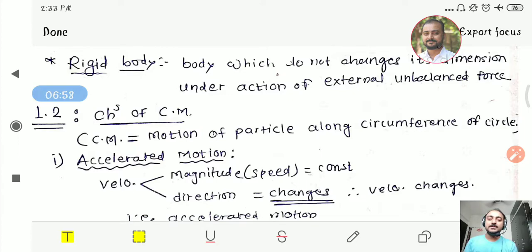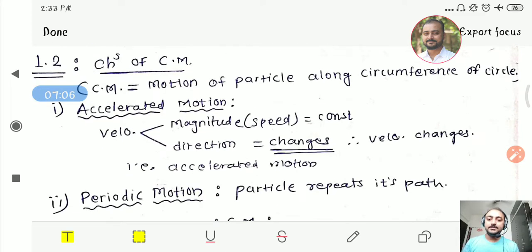This chapter is also called rigid body dynamics. We have to study the rigid body's dynamics. Dynamics means the study of motion with its cause, and here for rigid bodies. Most important thing, there is no existence of a rigid body in the universe, but for practical purposes we imagine the body is rigid.